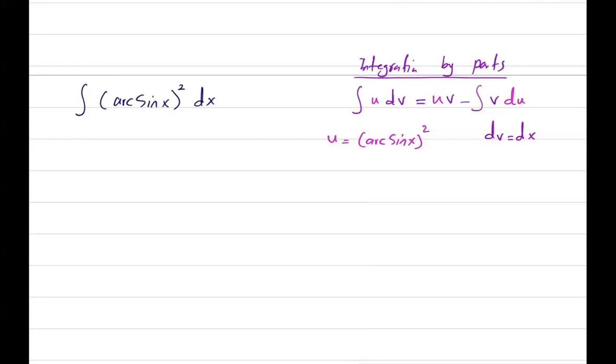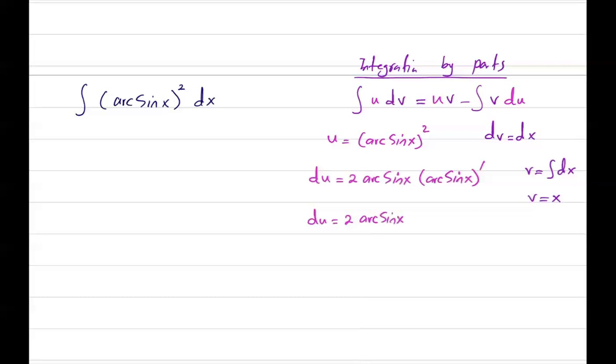So to calculate du, using the chain rule, it is 2 times arcsine of x to the power 2 minus 1, times the derivative of arcsine x. And then on the other side, v is equal to the integral of dx, or v is equal to just x. So let us go back to du. Du so far is 2 times arcsine of x, and the derivative of arcsine, as you remember, is dx divided by square root of 1 minus x squared.